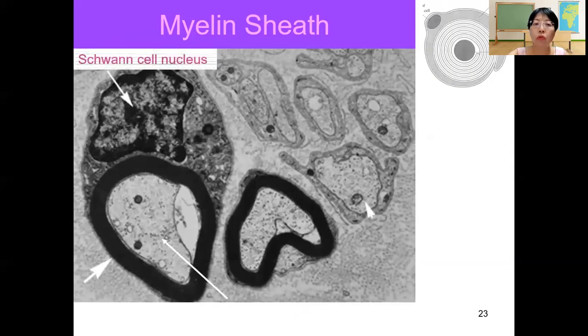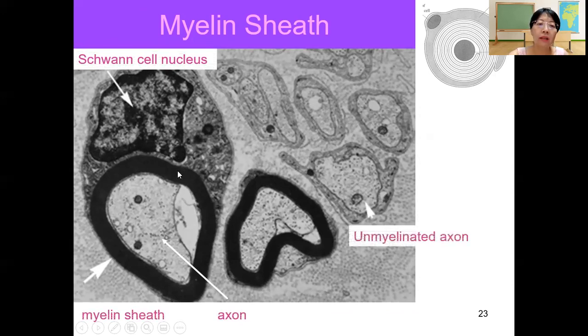So this is a micrograph to show you these two are the myelinated neuron, and this thick dark ring is actually the myelin sheath, and this part here is the cytoplasm of the Schwann cell, and this is the nucleus of the Schwann cell. Now, these cells here have no dark ring, right? So these are unmyelinated neurons. They label here unmyelinated axon.